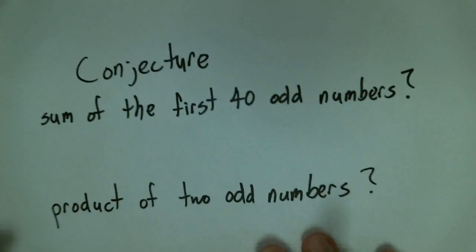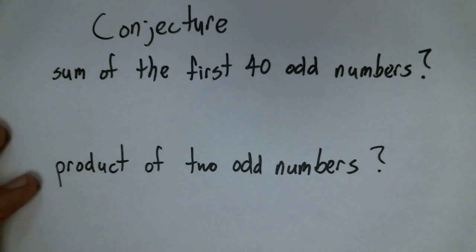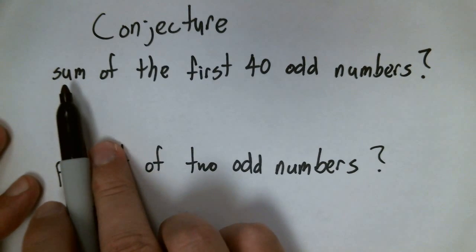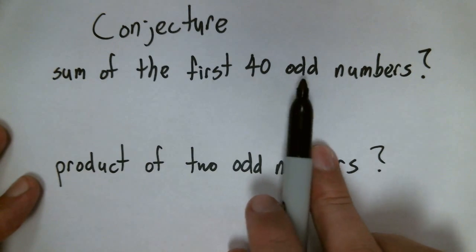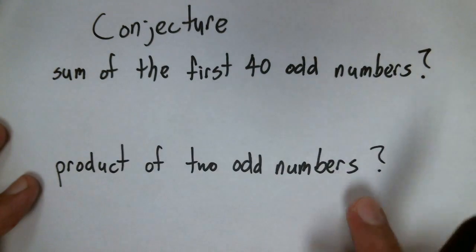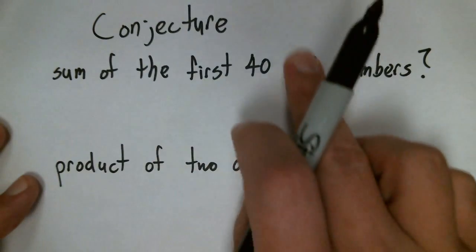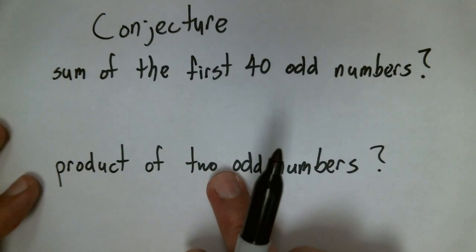Now we're going to look at conjecture problem number 2 and 3. They are asking us, I want to make a prediction. What is the sum of the first 40 odd numbers? Well, you can do this manually, but man, that's going to take a lot of work to get all the way up to 40. A lot of times with these conjectures, it's better to make yourself a little table.